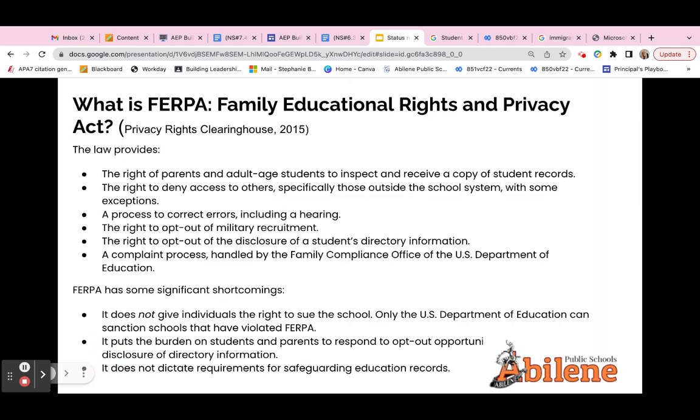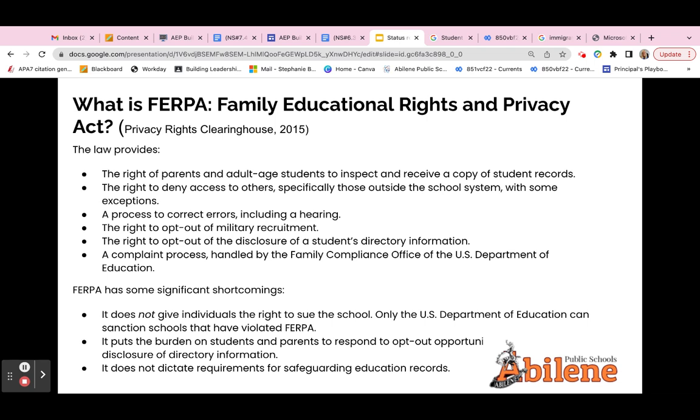So, what is FERPA? FERPA stands for the Family Educational Rights and Privacy Act. The law provides the right of parents and adult age students to inspect and receive a copy of student records. It also gives them the right to deny access to others, specifically those that are outside of our school system, of course, with some exceptions. It has a process to correct errors, including a hearing if needed.